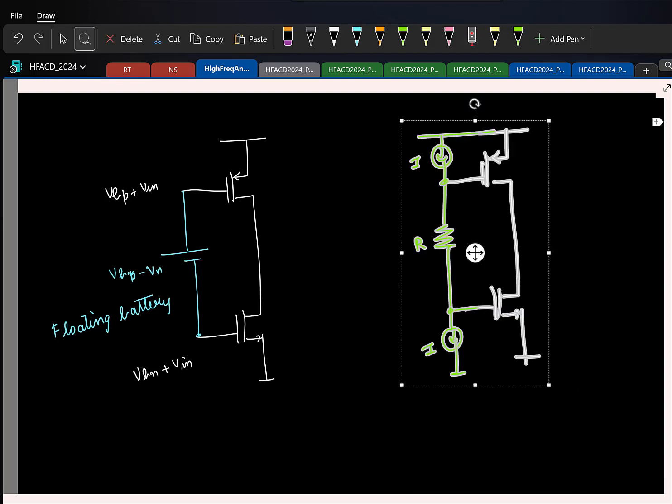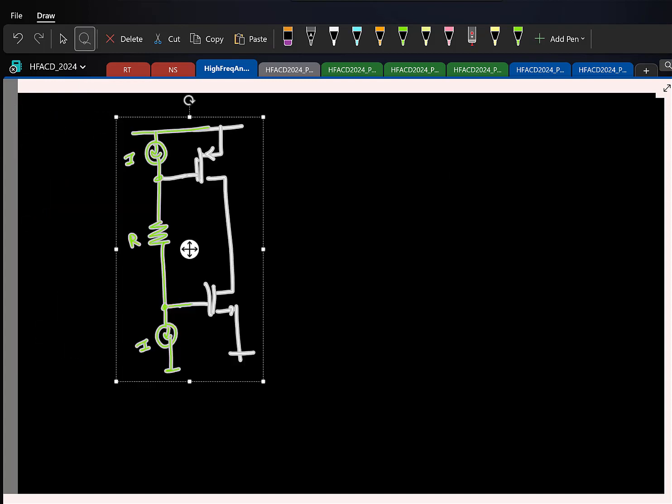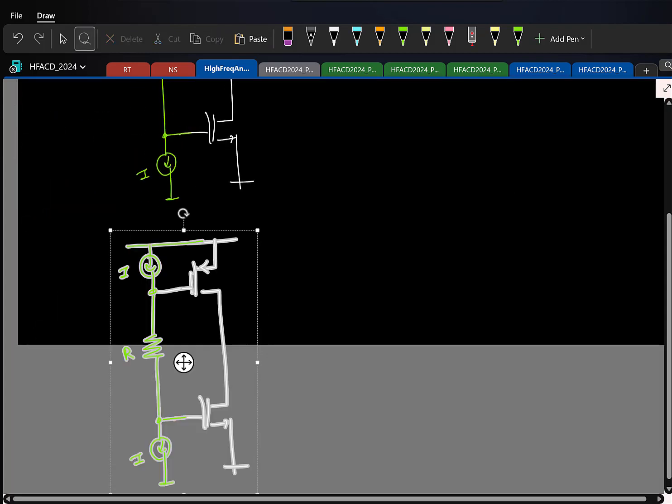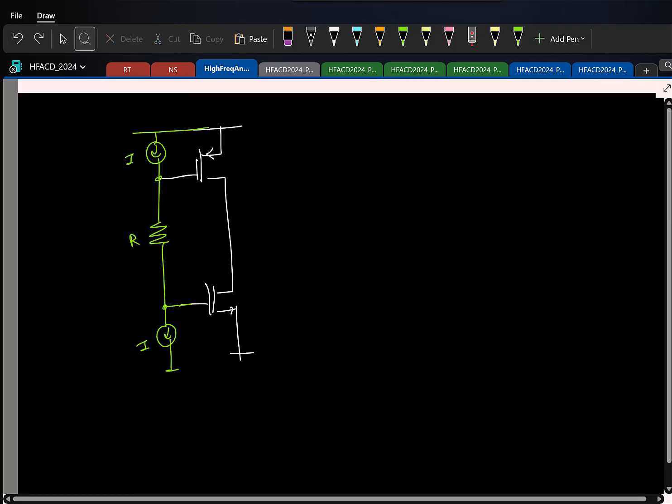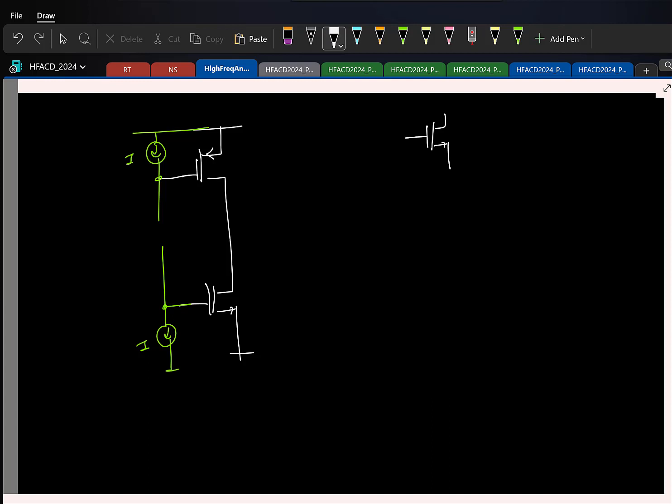If I want to be immune to this variation, that is, if I were to be able to track variations in this transistor, I obviously cannot be using a resistor to generate the voltage drop. What should I use? I should use another transistor. So I should use, let us say, an NMOS transistor. How can I get a voltage drop using an NMOS transistor?